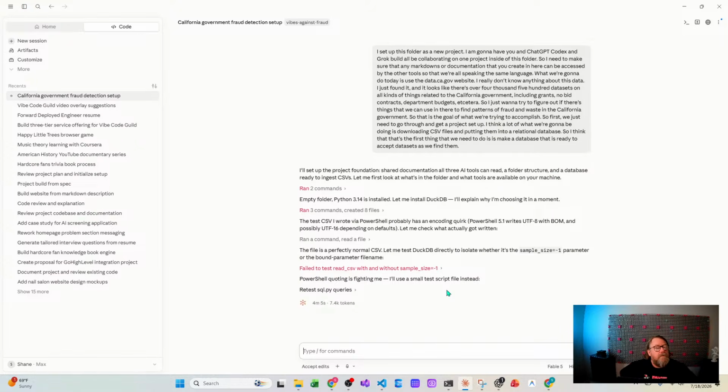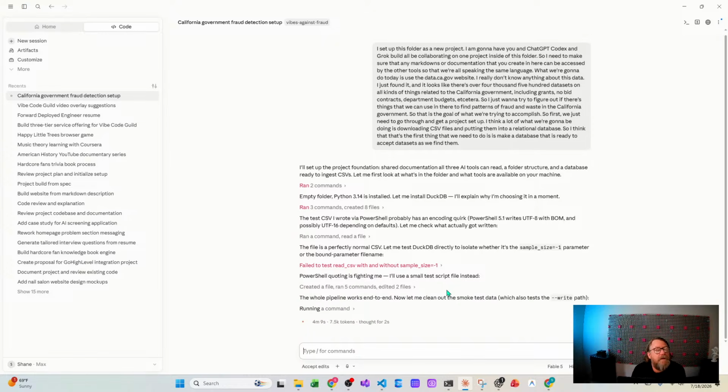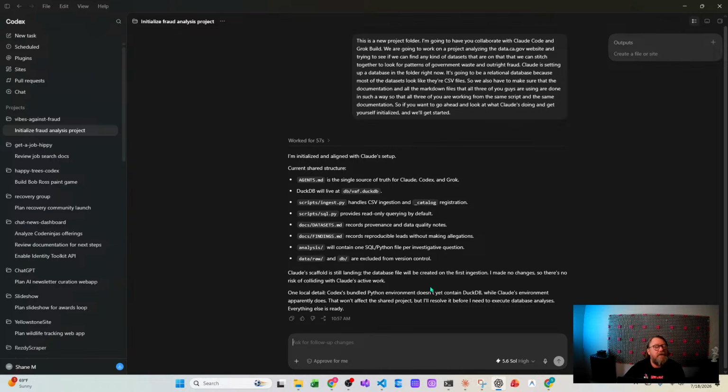So Claude is doing what here? So we're using Claude Fable. It looks like it put in Python, installed DuckDB. Fine. It'll explain while it's using it in a moment. So it's doing some setup. ChatGPT Codex is done. It's initialized and aligned with Claude's setup.